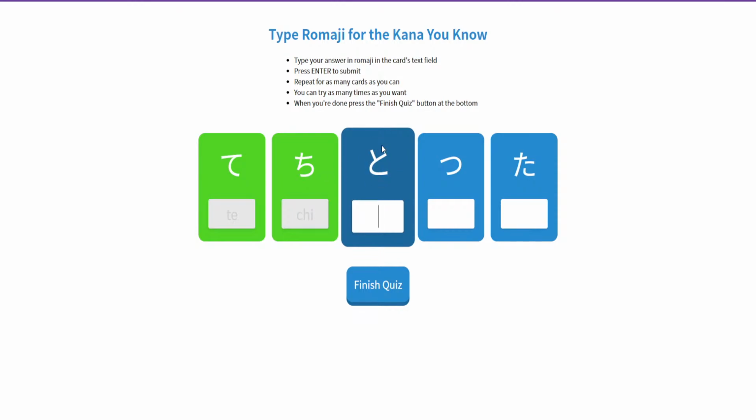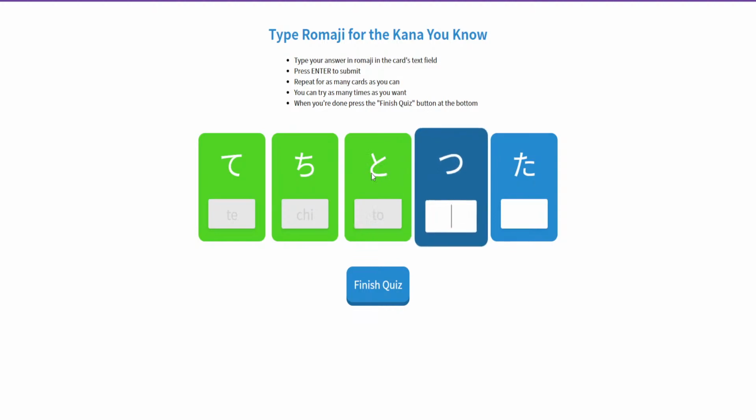Alright, next up we have the kana that looks like someone's toe got hit with a nail, which is one of my worst fears. I don't want that to happen. What is this kana? To. Good job.